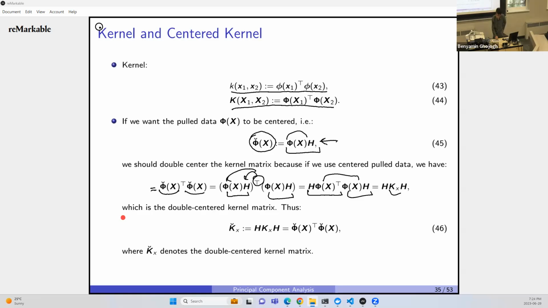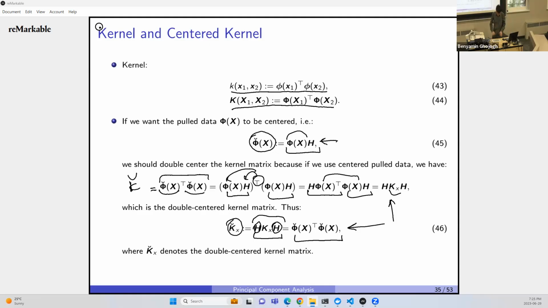We just proved that if we denote this by K hat, it is H K H. What I just proved here, and summarized in equation 46, is that to center a kernel, meaning double centering the kernel, recall the preliminaries. Here, this means I double center the kernel K. Double centering kernel K is equivalent to centering data in the Hilbert space and then applying the kernel.